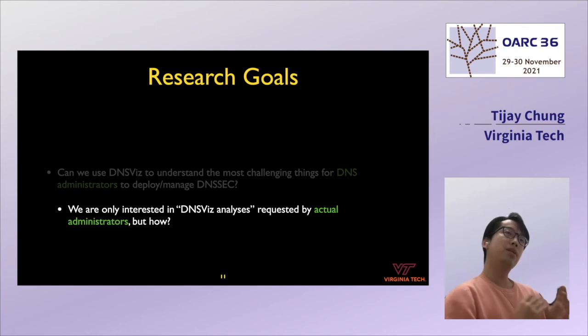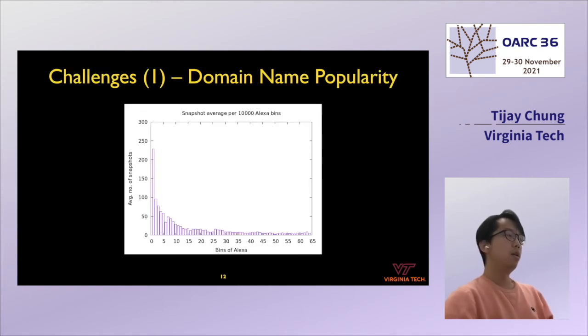But I mentioned briefly that we are only interested in DNSViz analysis requested by actual administrators. But the thing is, DNSViz is publicly available, so anyone can just go to the website and type in random domain names, as I introduced. So distinguishing these from the analysis requested by actual administrators is really challenging. So our first approach is to filter out some popular domain names.